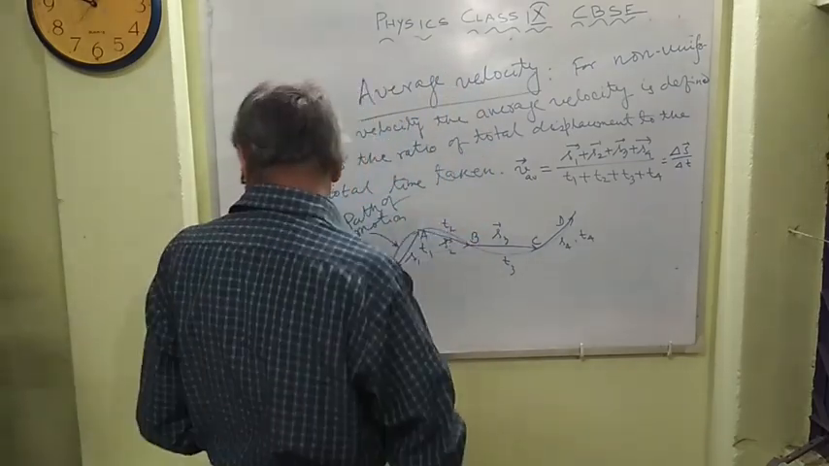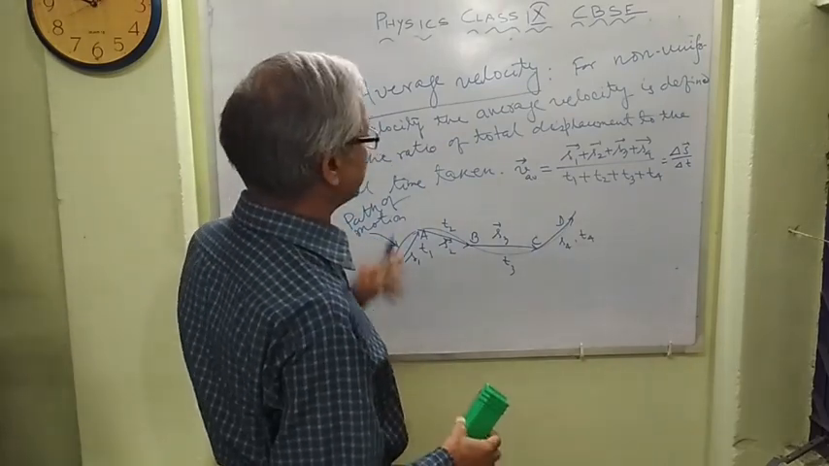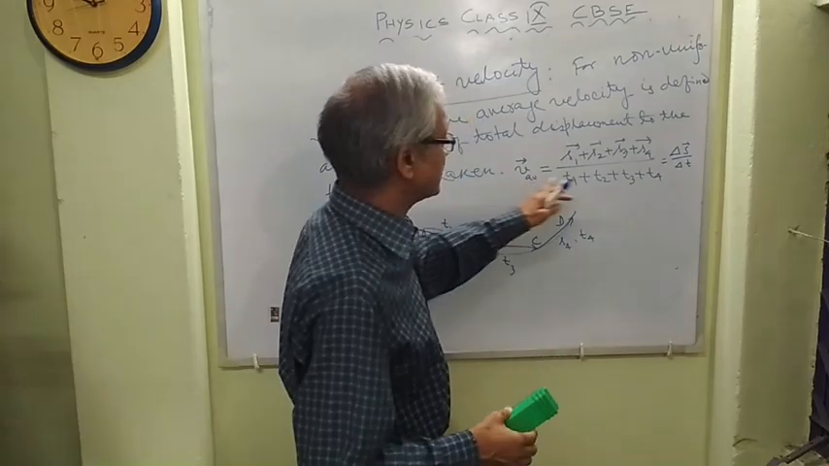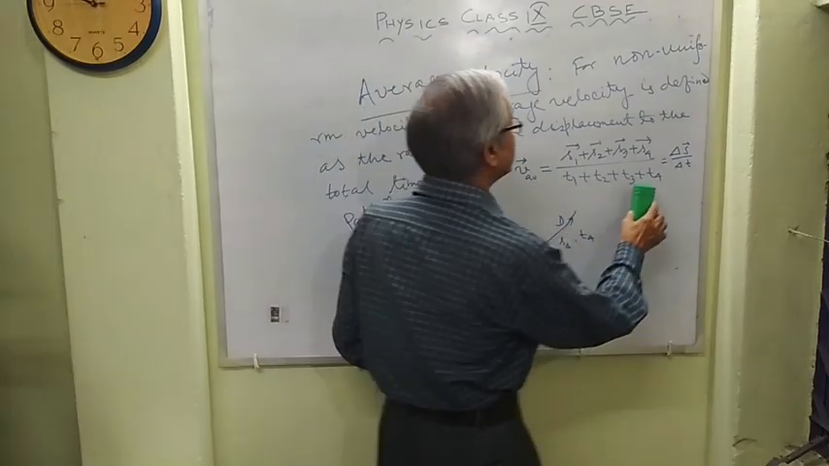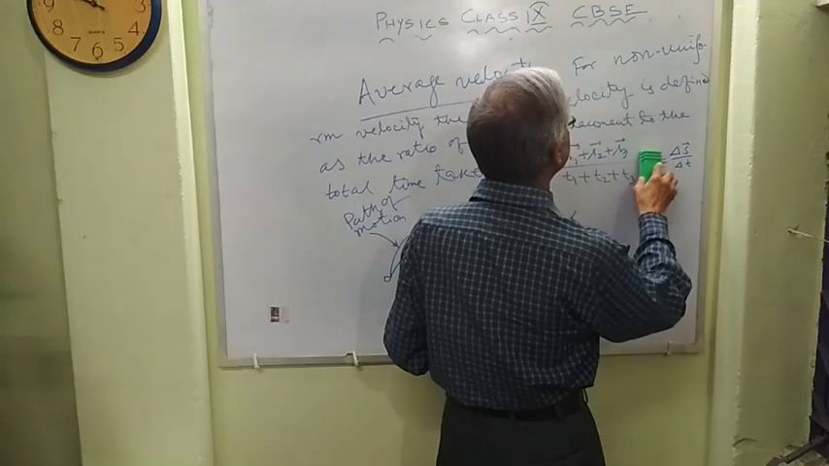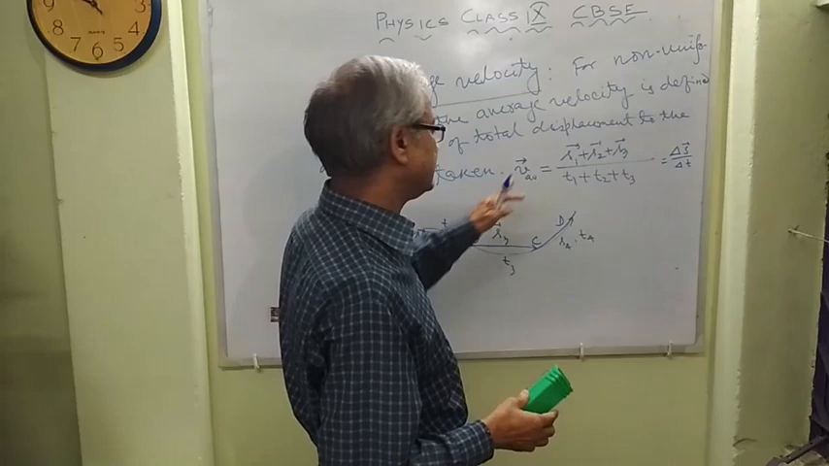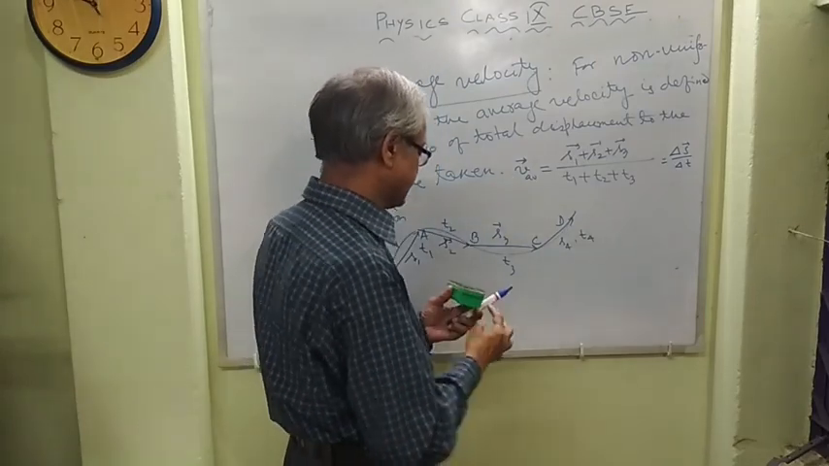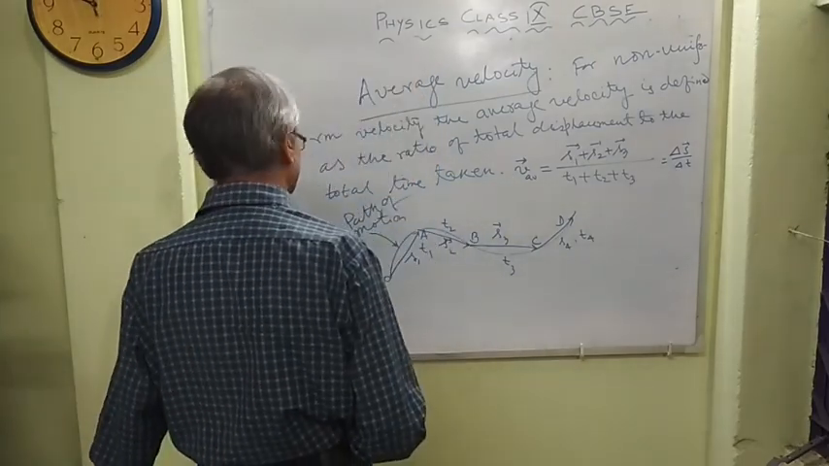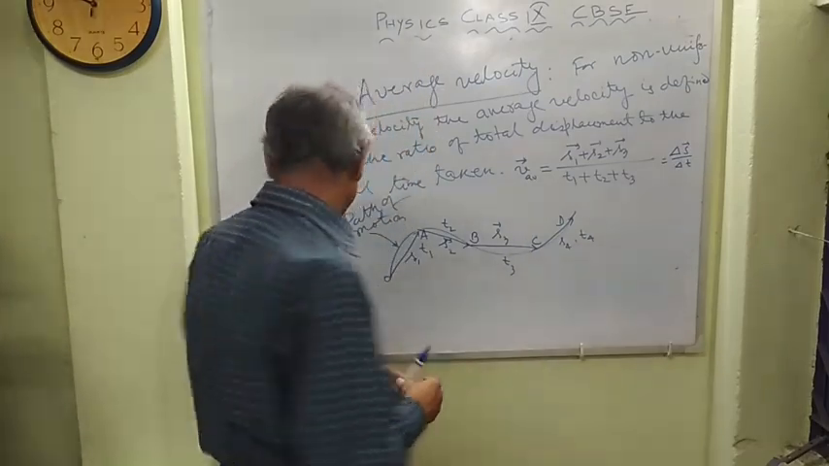Now, like the average velocity, it also depends upon the time taken. If T4 is omitted, then the displacement, the sum of the displacements, will also be changed, and the average velocity will also be changed. Now we know about uniform acceleration and non-uniform acceleration.